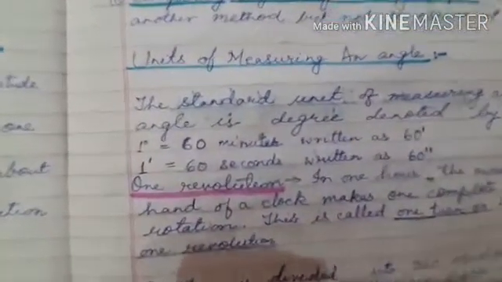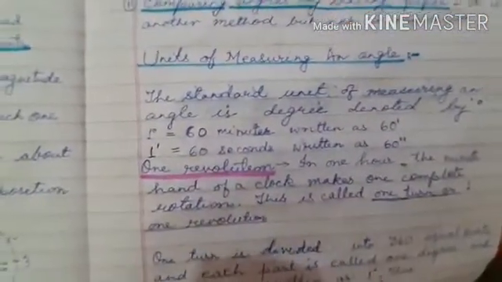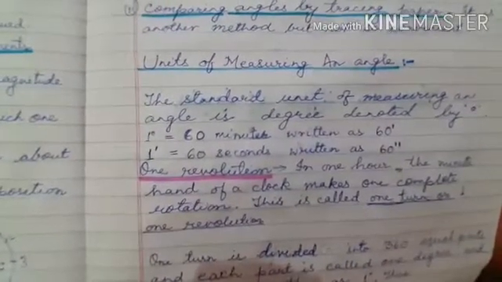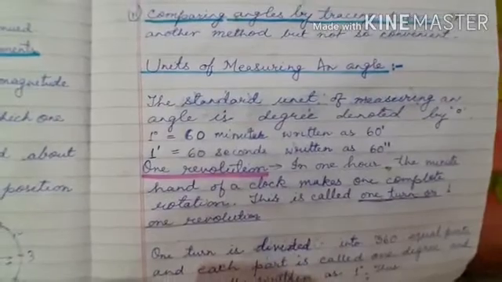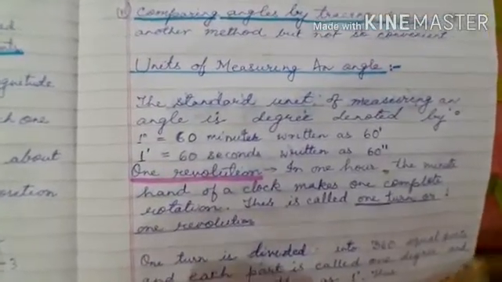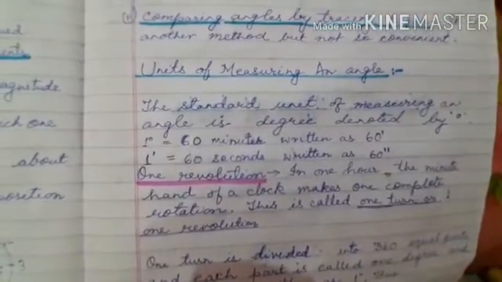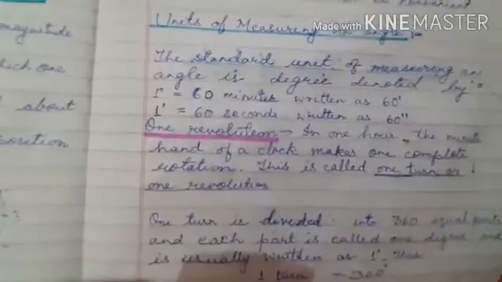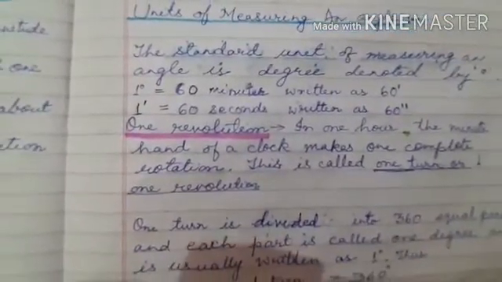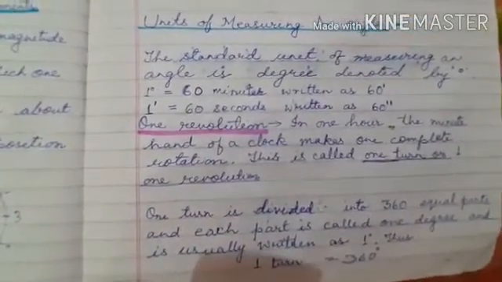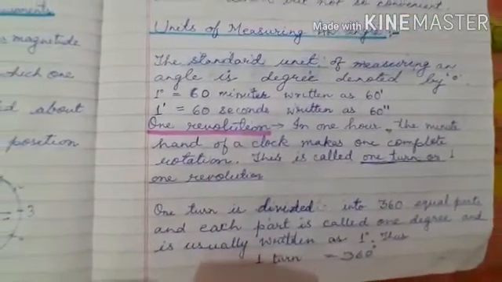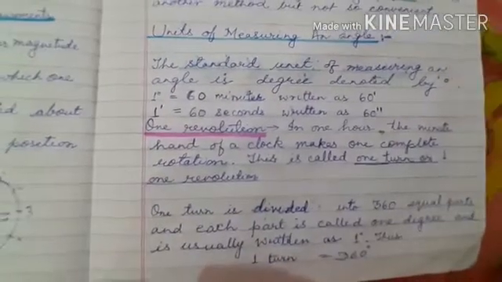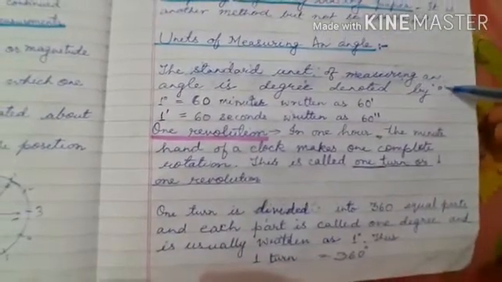Next topic, units of measuring an angle. We know that everything is measured in units. Similarly, angles are also measured in units. So what is the unit of measuring an angle? The standard unit of measuring an angle is degree, and it is denoted by a small 0 on the top of the number. You can see here.